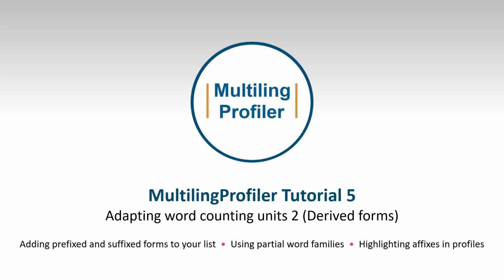So far, we've seen how MultilingProfiler uses lists of the 5,000 most common words in French, German, and Spanish to profile texts, and how it usually counts these words using a unit called a flemma. Flemmas group together all the grammatical forms of a word, but don't include its derived forms, so words created by adding prefixes or suffixes. If your learners are noticing affix patterns, or you're explicitly teaching derivational morphology, then including derived forms in your profile can give you a more accurate picture of how accessible a text really is. In this tutorial, we'll look at how to switch from flemmas to word families, and how you can selectively include just the affixes that align with your goals.